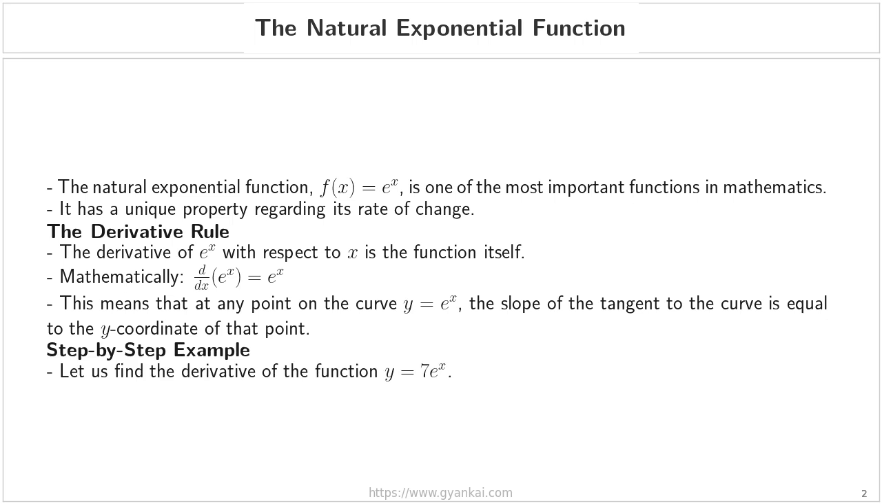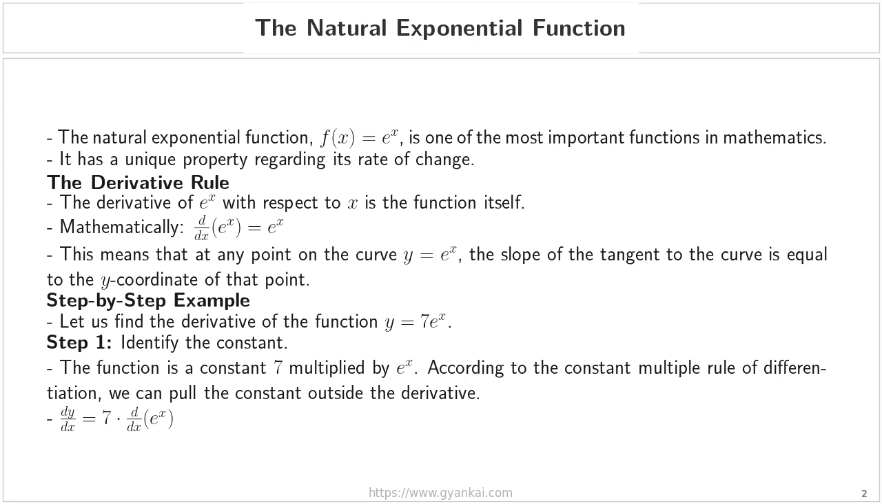To illustrate how to apply this in a problem, let us work through a step-by-step example. Suppose we need to find the derivative of the function y equals 7e to the power x. In step 1, we identify the constant. We can see that the function consists of a constant, 7, multiplied by e to the power x. According to the constant multiple rule of differentiation, we can pull the constant outside of the derivative operation. Therefore, dy by dx equals 7 times the derivative of e to the power x with respect to x.